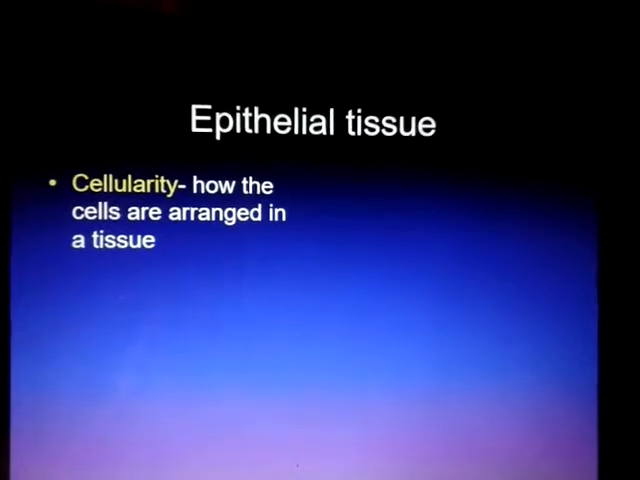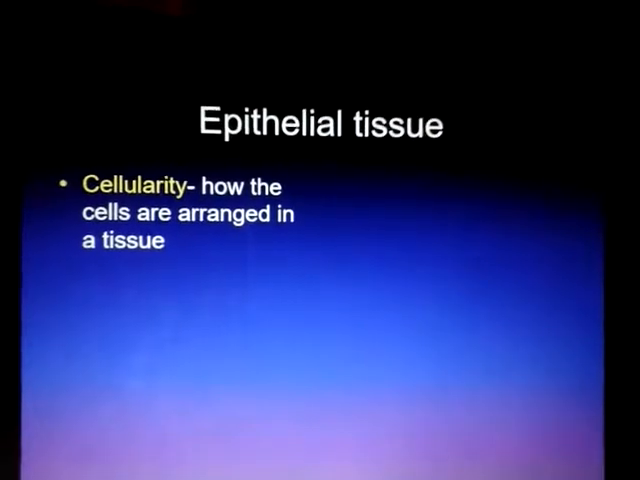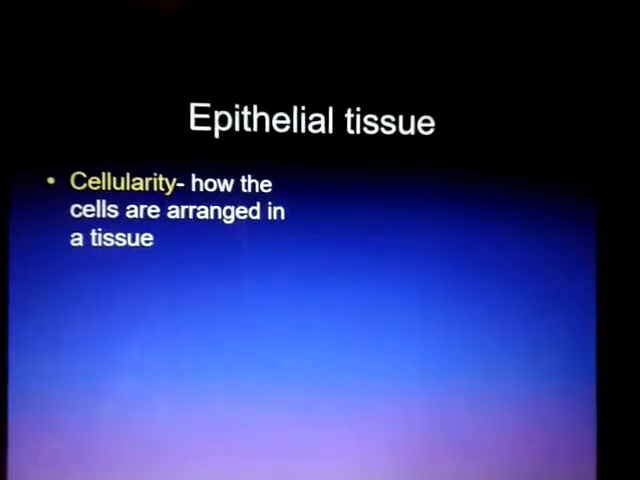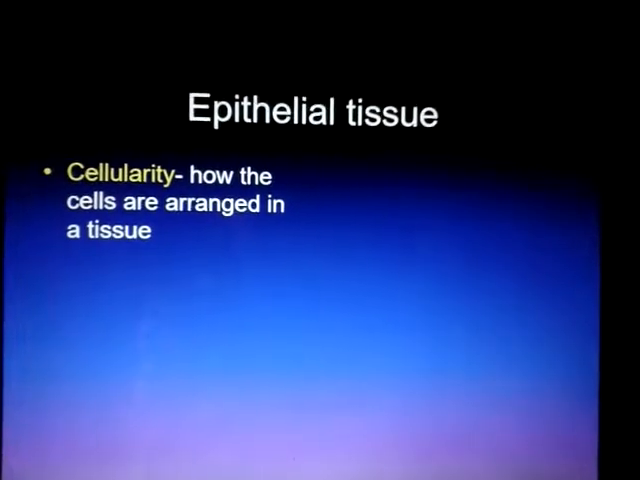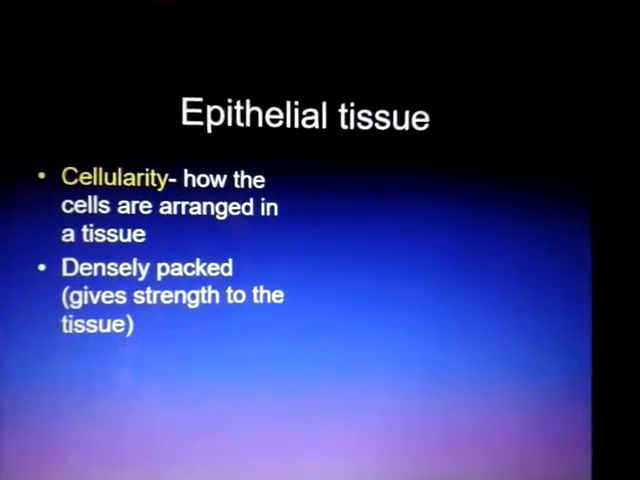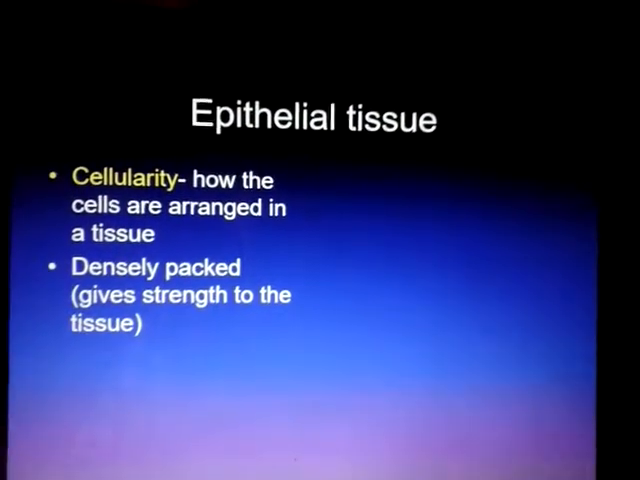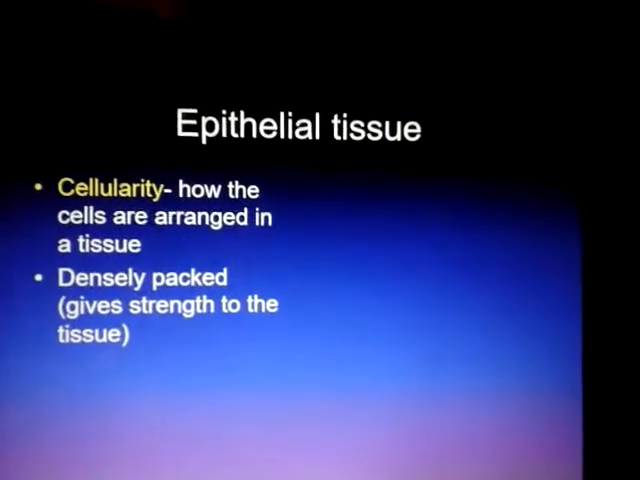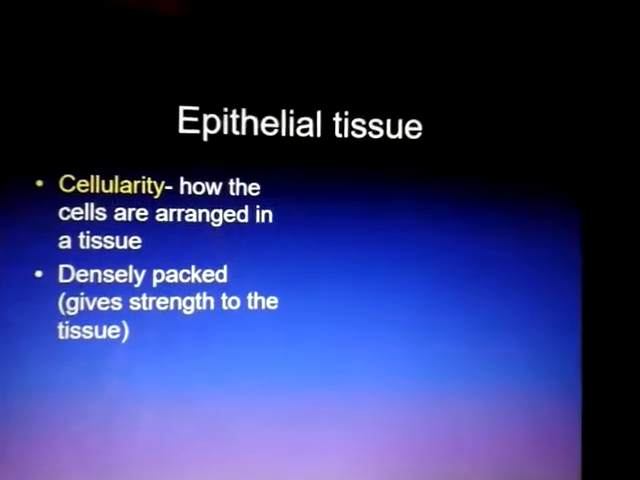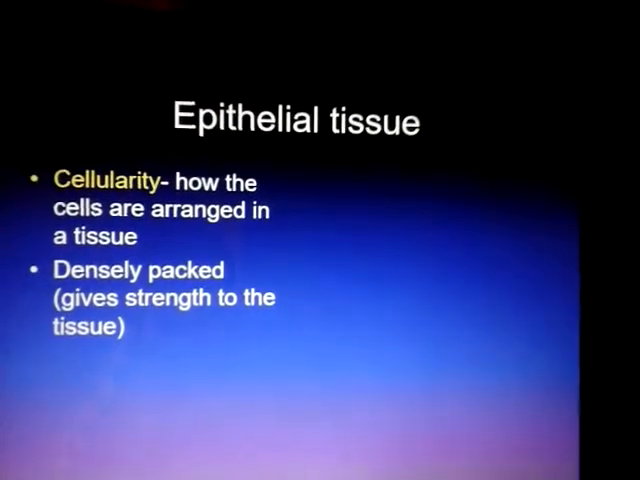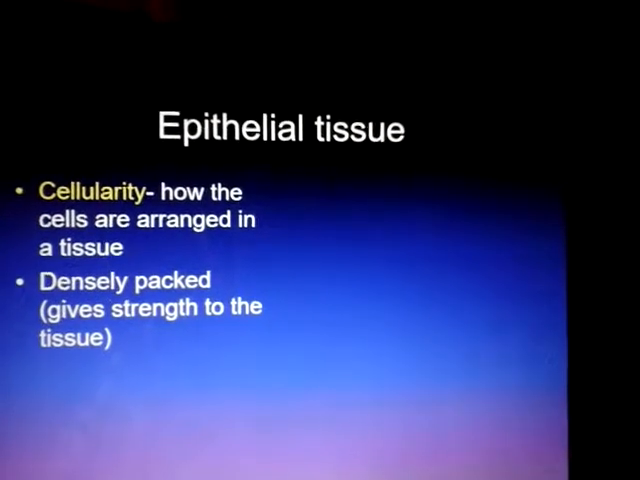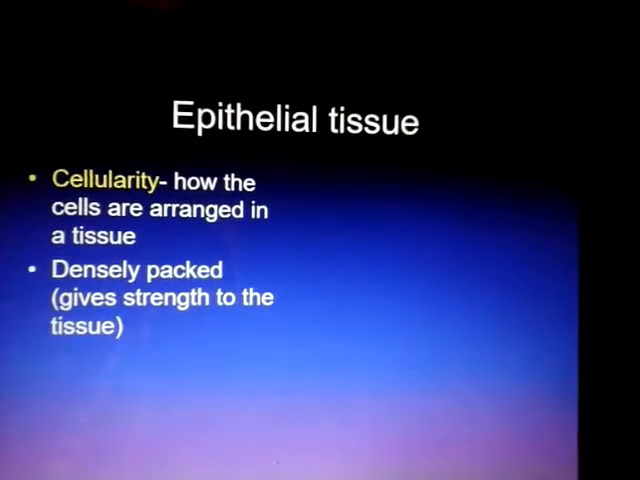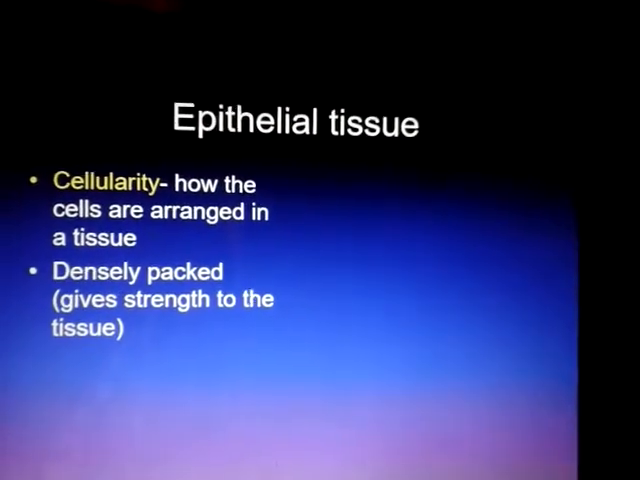So how the cells are arranged in an organ or in a tissue is going to affect the job that that tissue and organ is going to have. But epithelial tissue has what we call a dense cellularity. That means the cells are tightly packed together. So if you have the anatomy coloring book, you can look on page 8 and you'll see the drawings they have of different types of epithelial tissue. And you'll see that those cells are tightly packed together. There's no space between those cells. Well, that's going to help give strength to the tissue.